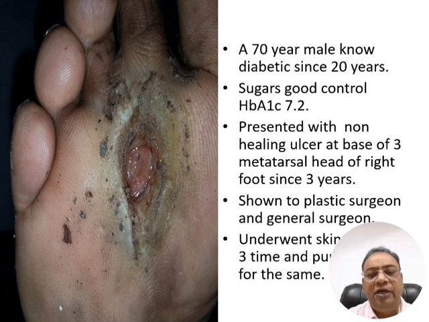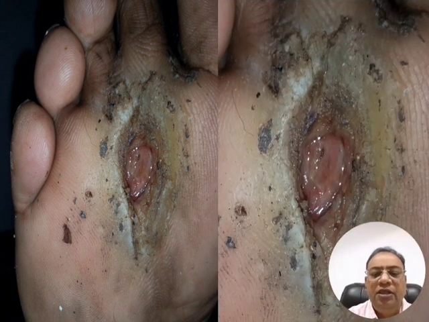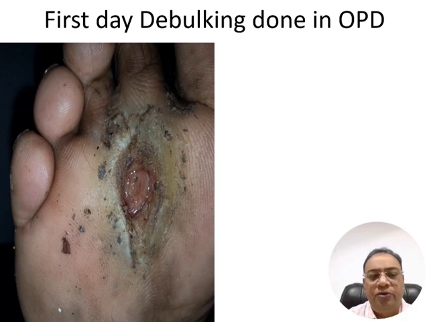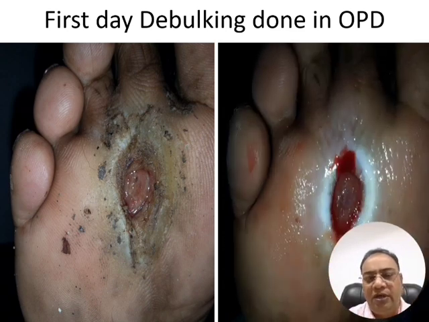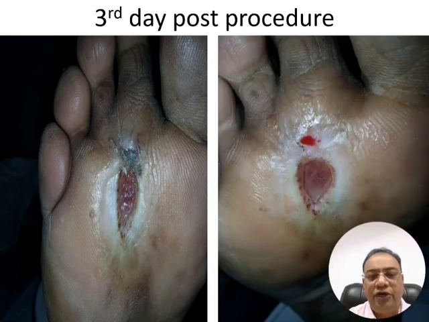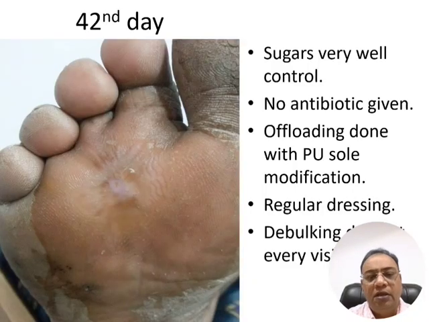There's another case. He was shown to a plastic surgeon and a general surgeon, underwent skin grafting three times, and had a punch biopsy done. There was nothing found in the biopsy. Again, the debulking was done and offloading was offered. On the 42nd day, with sugars controlled, the ulcer healed completely.